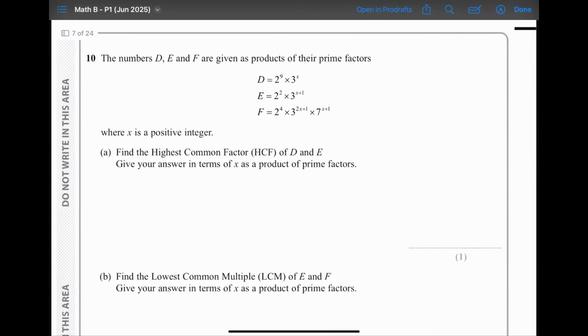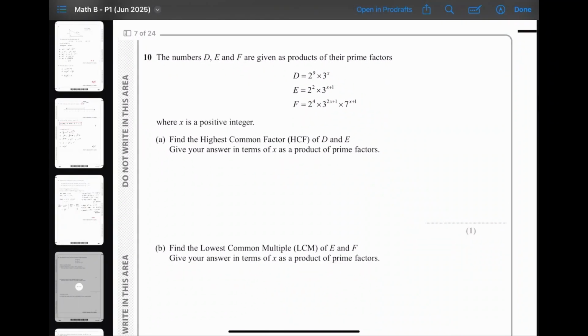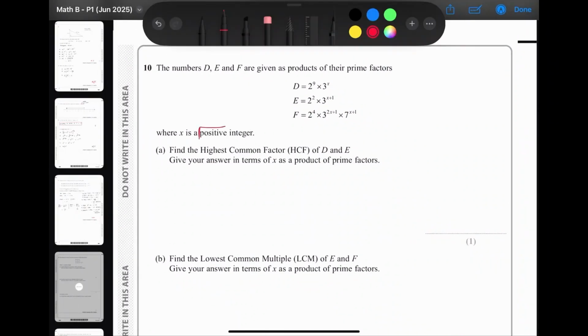For this video, we arrive at the last question. Question 10. We are given that x is a positive integer which narrows our range. First question says to find the HCF of D and E. We are given the values of D and E as well as of F.